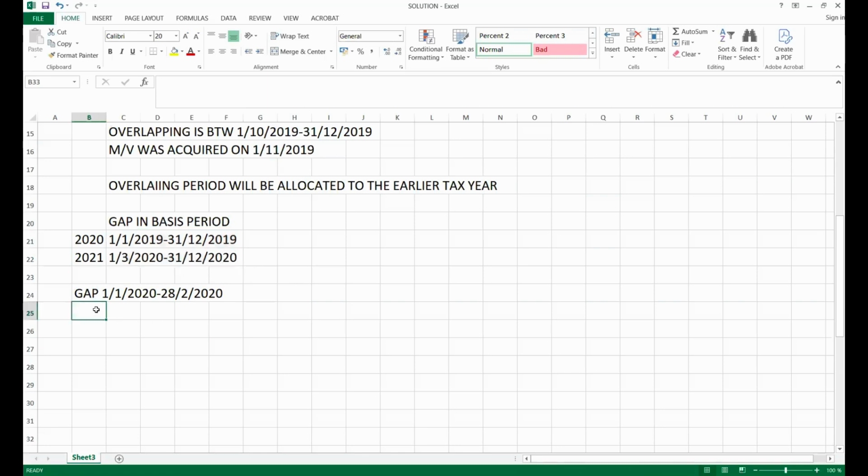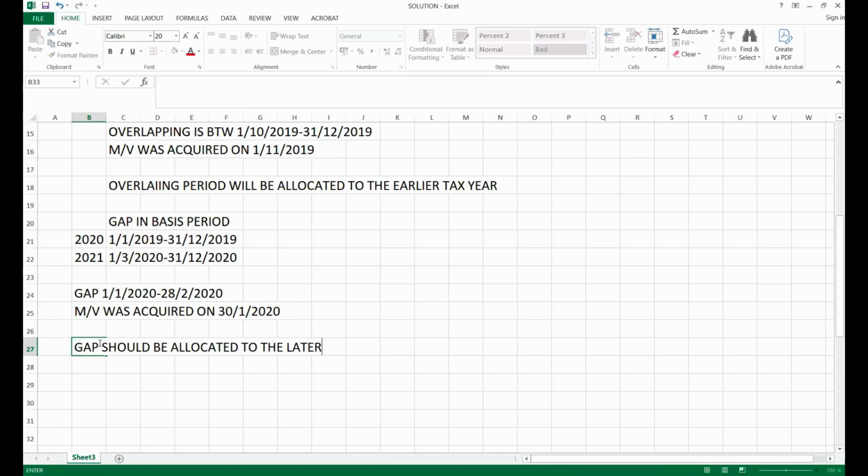So if you are now told that an asset, a motor vehicle, was acquired on 31/2020, and I want to allocate this basis period, if I want to check 31/2020, I cannot find it in between these basis periods. What the rule states is that the period of gap should be allocated to the later basis period.